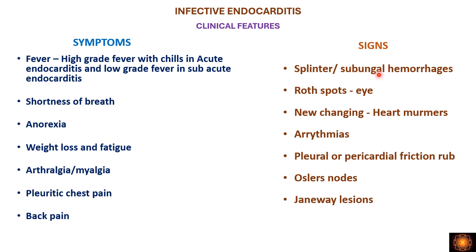And the signs in the patient: we have splinter or subungual hemorrhages, Roth spots in the eye, new changing heart murmurs, arrhythmias, pleural or pericardial friction rub, Osler's nodes, and Janeway lesions. Now we'll see what these Roth spots, Osler's nodes, and Janeway lesions are.